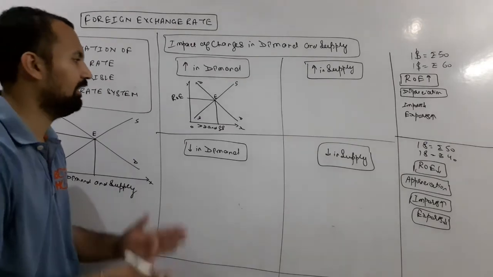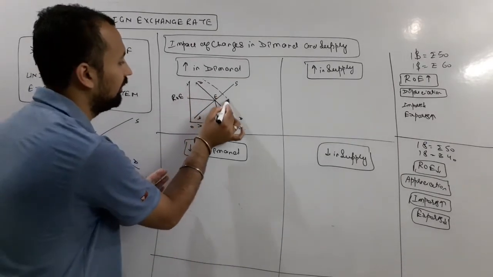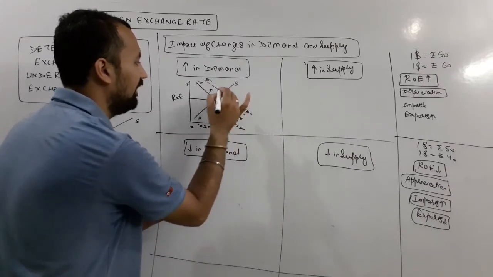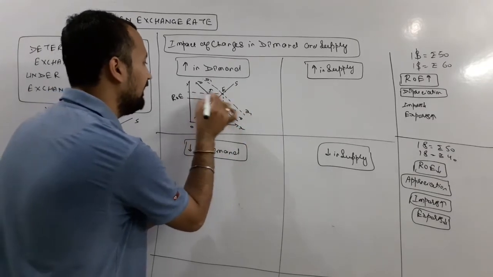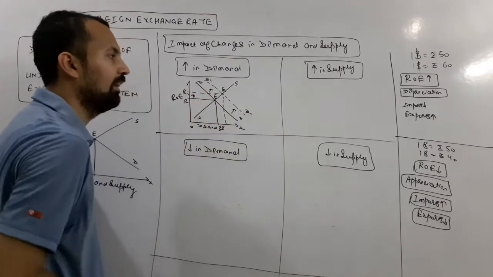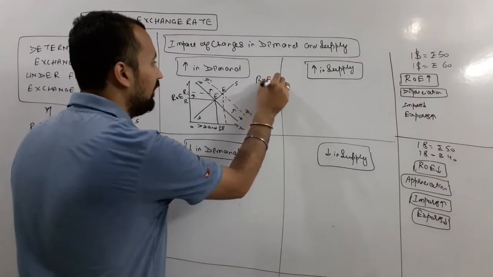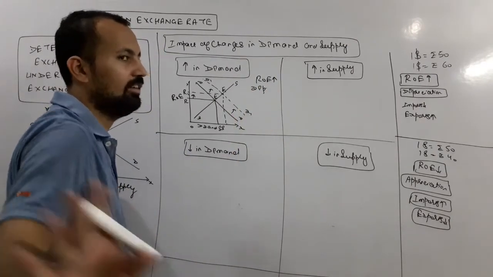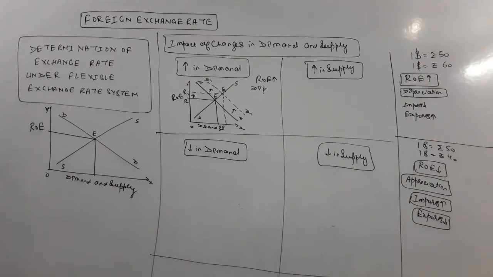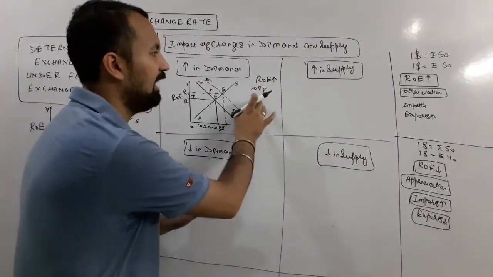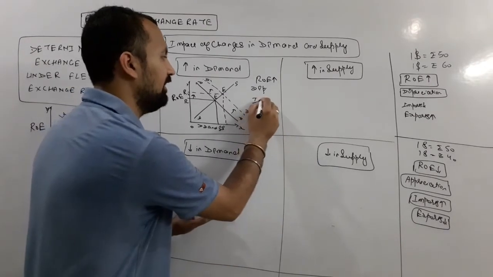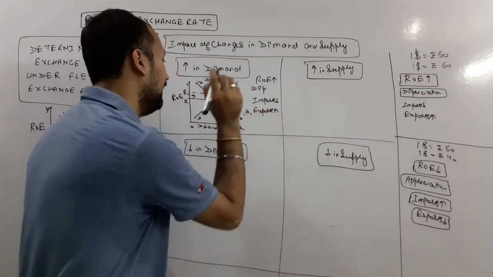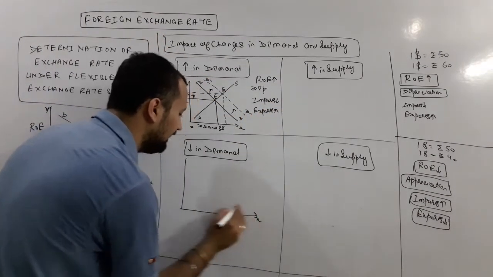Now the situation is increase in the demand. Increase in demand shows a rightward shift from DD to D1, where a new equilibrium is formed, that is E1, at which the rate of exchange increases from OR to OR1. When the rate of exchange increases, it denotes depreciation of the domestic currency. When there is this situation, imports fall in the economy and exports rise in the economy.